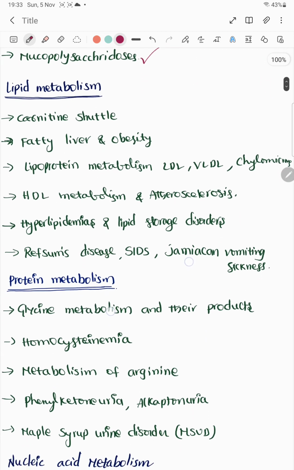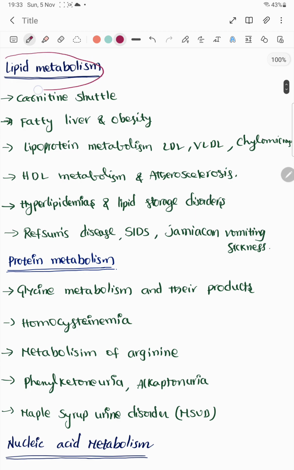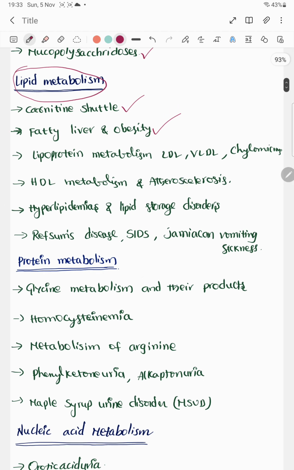Move on to lipid metabolism. Lipid metabolism is the second important chapter for short questions. Carnitine shuttle, all-time favorite. Fatty liver and obesity, we all know, all-time favorite again. Lipoprotein metabolism: in a short answer, the whole lipoprotein metabolism will not be asked. Either LDL, VLDL or chylomicrons will be asked, any one of these. Mostly chylomicrons and VLDL are both very important. Actually LDL we get from VLDL only, so concentrate on VLDL and chylomicron metabolism.